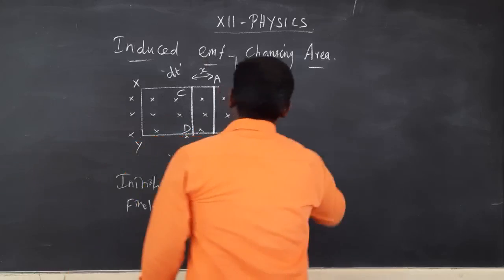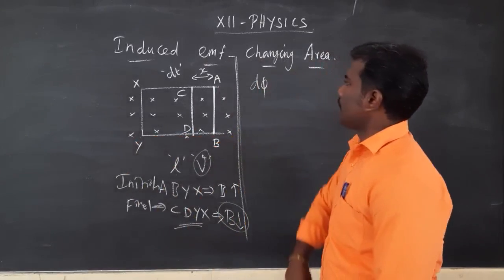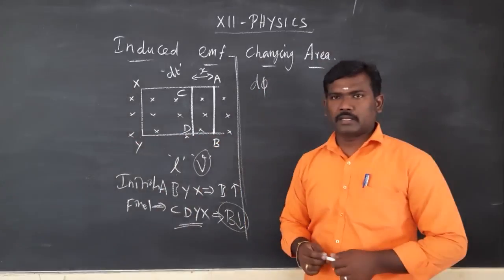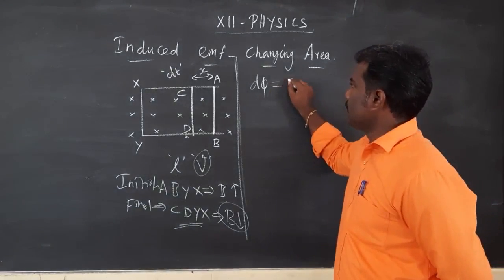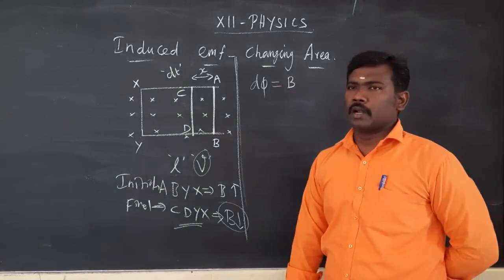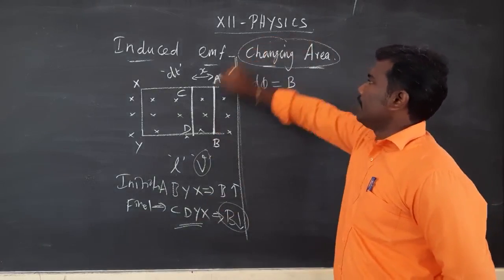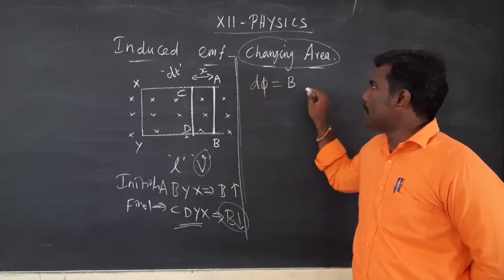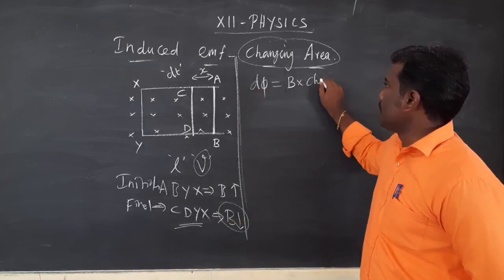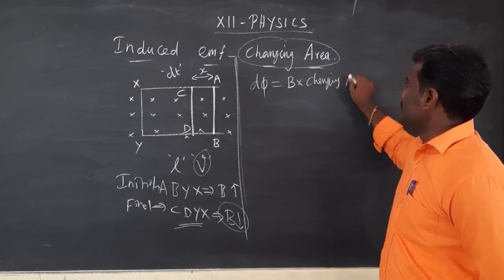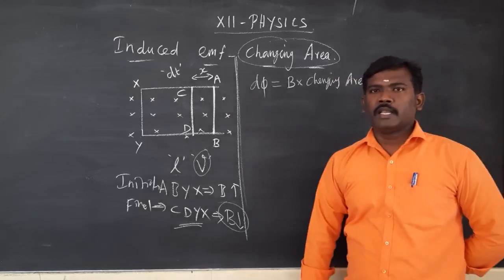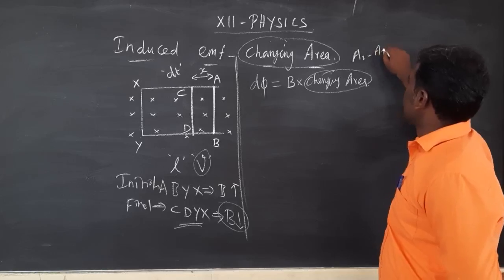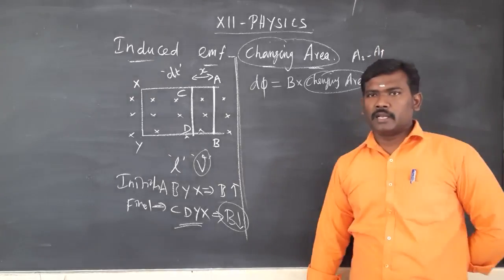So definitely some change is produced in the magnetic flux linked with that closed area. The change in magnetic flux: the magnetic field is constant, and we are changing the area alone. So the change in magnetic flux is done with the help of the change in area. Change in area is nothing but A2 minus A1, final area minus initial area.